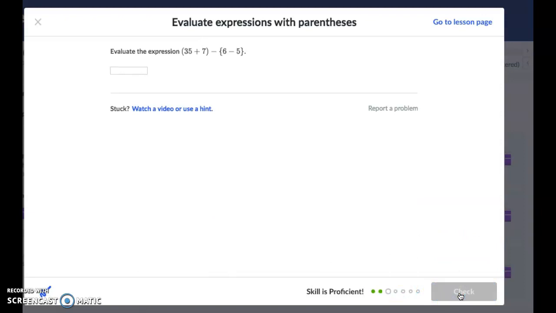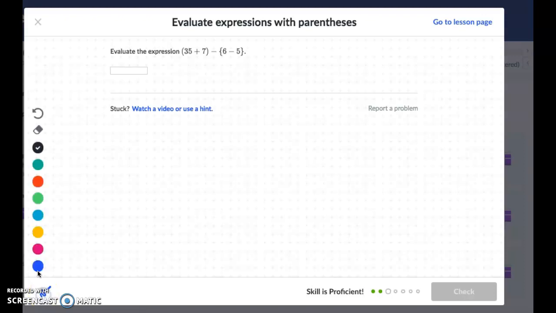Evaluate the expression 35 plus 7 minus 6 minus 5. So we're going to look at our parentheses first. 35 plus 7 will be 42. And then I'm going to keep that minus sign. And then again, these brackets act the same as the parentheses, so don't let them mix you up just because they look different. 6 take away 5 is 1. So that leaves us with the problem 42 minus 1. So to evaluate it, it's going to be 41.